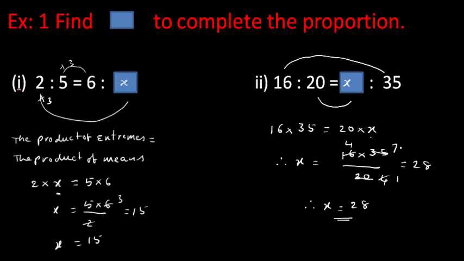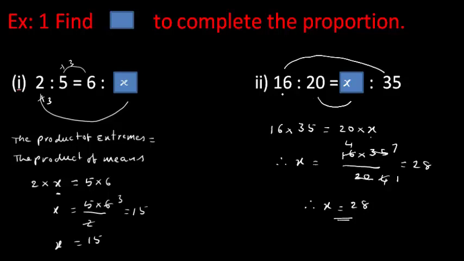5 cancels 35 in 7 times. 5 cancel the 20 in 4 times. Again 4 cancel in 4 in 1 times. 4 cancel the 16 in 4 times. So X equal to 4 7s are 28. So X value is 28.